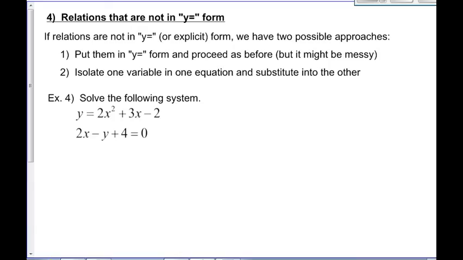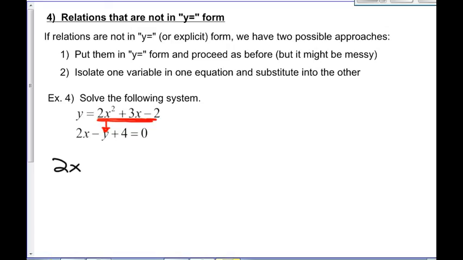So if I have this system of equations right here, y equals 2x squared plus 3x minus 2 is my first, and 2x minus y plus 4 equals 0 is my second. I do have something solved for one variable. I know that y equals this, which means I should be able to sub it in for y in the other equation. And that's what we'll do. Or you can solve them each for y and equate them, but just make sure you don't botch your signs. This is going to be pretty straightforward, though. We just sub it in for y.